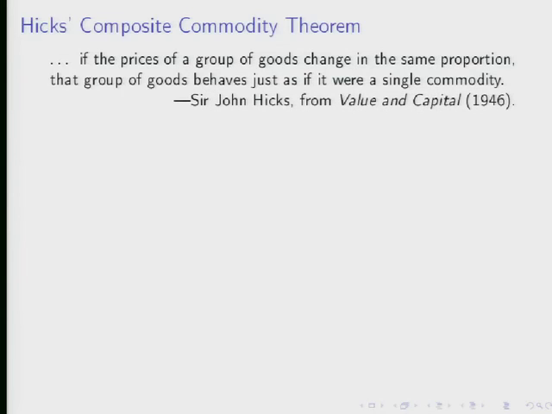Okay. So we've got Engel. He's one famous economist. Here's another very famous economist, Sir John Hicks. This is a statement of what's often called Hicks's composite commodity theorem. And so here's a statement of it. If the prices of a group of goods change in the same proportion, that group of goods behaves just as if it were a single commodity.